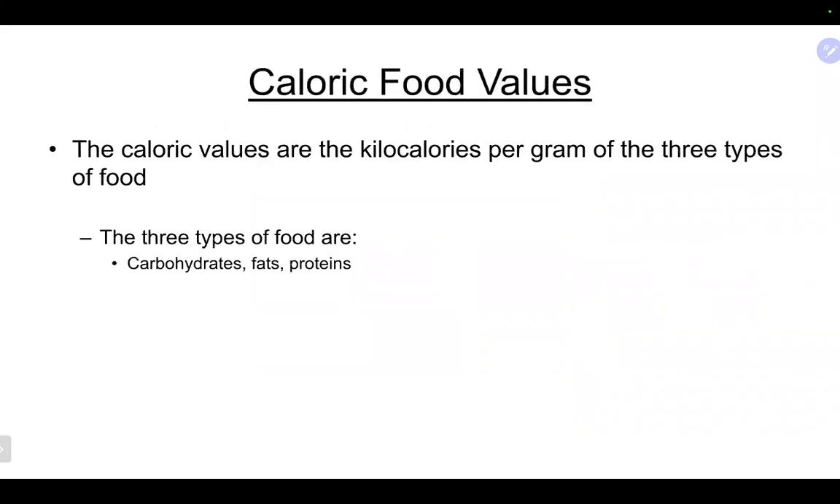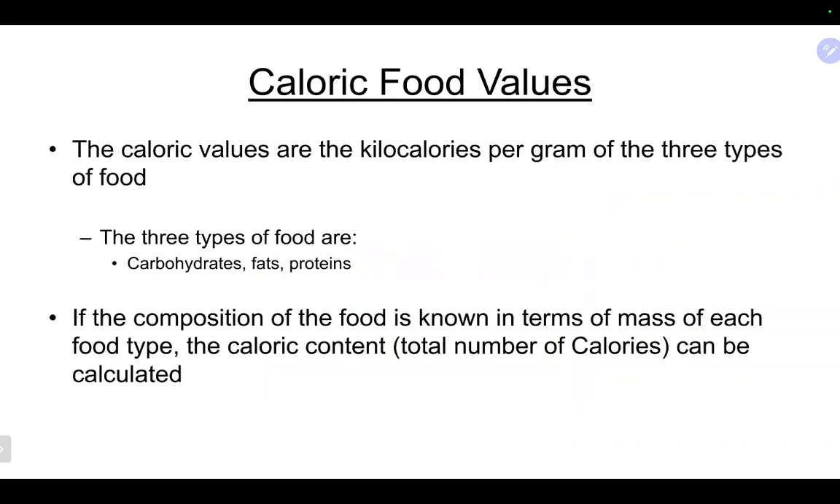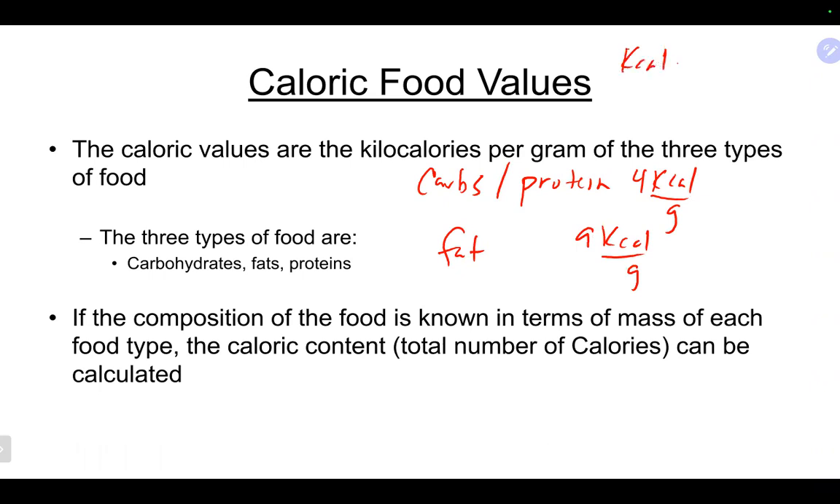How they actually get those values that you see on nutritional labels is, for the most part, most foods are broken up into 3 categories: carbohydrates, fats, and proteins. And each one has a caloric value associated with it. Carbs and protein are 4 kilocalories per gram. Fat is 9 kilocalories per gram. Once again, a kilocalorie is basically a nutritional calorie.